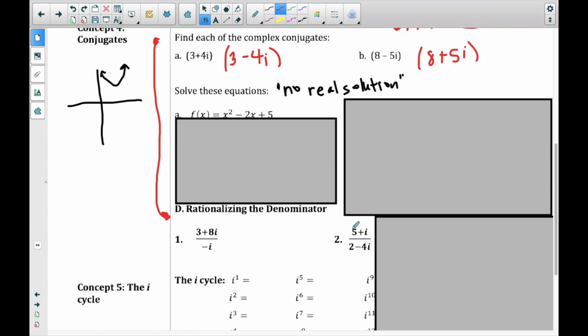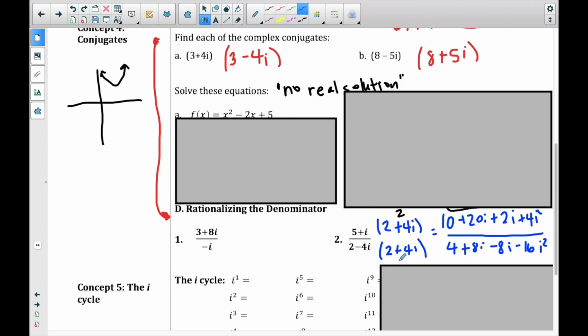I'm actually going to do number 2 first because it looks a little bit more like the ones we were just talking about. So I look at this denominator, I see 2 minus 4i, and I know I need to multiply by the complex conjugate. Well, what's the complex conjugate there?